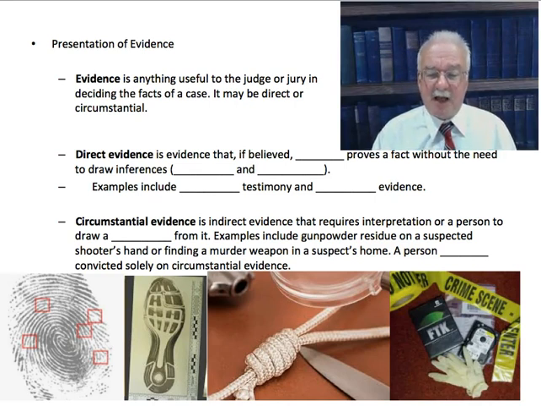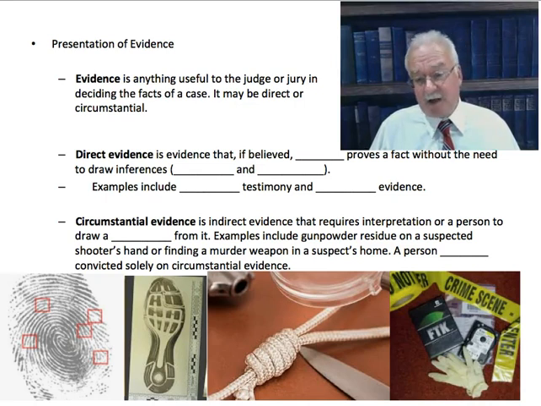Now, circumstantial evidence is indirect evidence that requires interpretation or a person to draw a conclusion from it. Example, gunpowder residue on a suspected shooter's hand, or finding a murder weapon in a suspect's home. Now, a person, by the way, can be convicted solely on circumstantial evidence, but you must draw an inference.